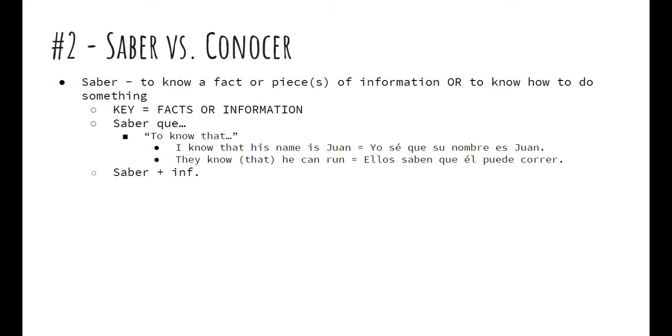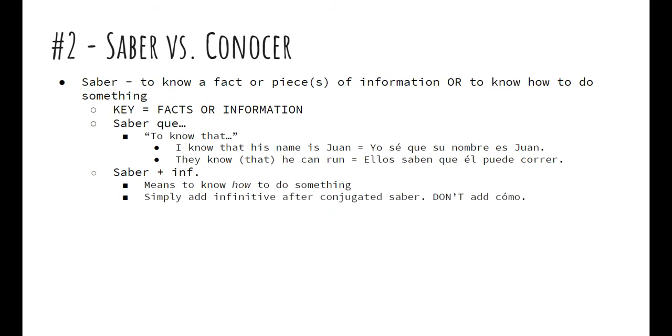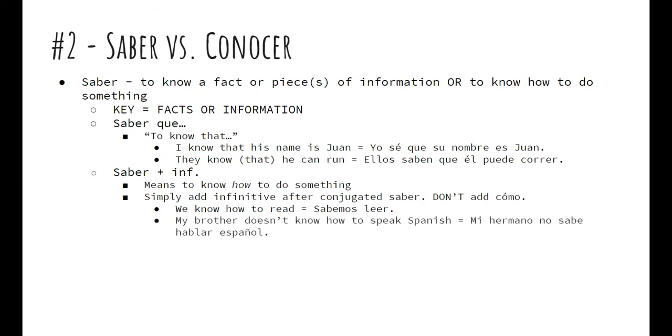Also, we get saber plus infinitive. And this happens when you're talking about knowing how to do something. So simply to do this, simply add the infinitive after the conjugated verb saber. You're not going to add the word como. So the word "how" in English is not going to translate in these. So we know how to read is sabemos leer, or nosotros sabemos leer. Or my brother doesn't know how to speak Spanish. Mi hermano no sabe hablar español.